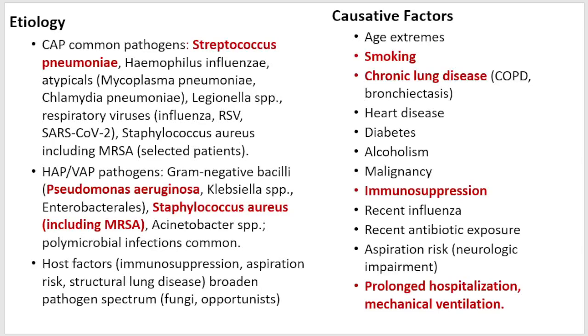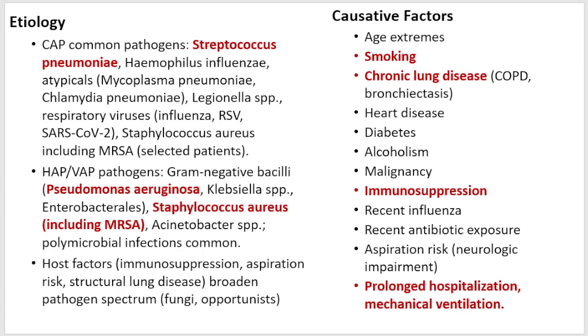For community-acquired pneumonia, the main bacteria are Streptococcus pneumoniae and Haemophilus influenzae. Atypicals include Mycoplasma, Chlamydia pneumoniae, and Legionella acquired from water sources. Viruses include influenza, respiratory syncytial virus RSV, and SARS-CoV-2. Occasionally Staph aureus, but they are not common, including MRSA.